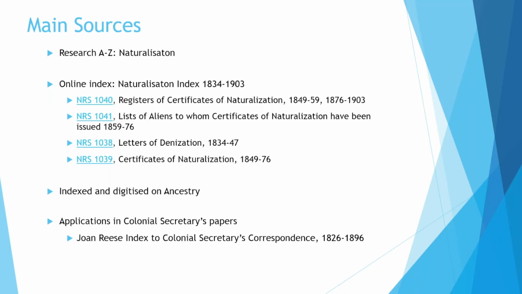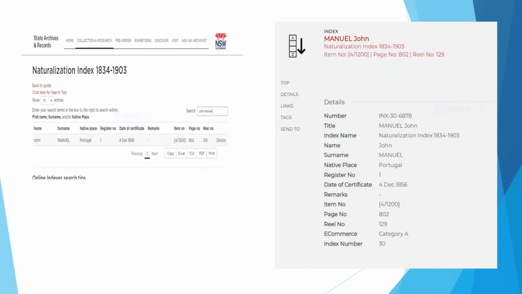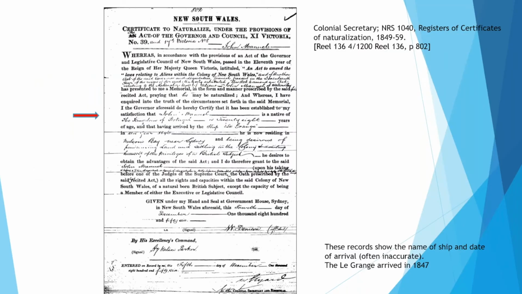So looking at a naturalisation record, the index, we're going to have a look at John Manuel. The index will give you the native place. So he's from Portugal, the date of the certificate, which was the 4th of December, 1856, the original location, the page number, but also the reel number if you were going to come into our reading room and look at the microfilm. So the naturalisation certificate looks a little bit like this.